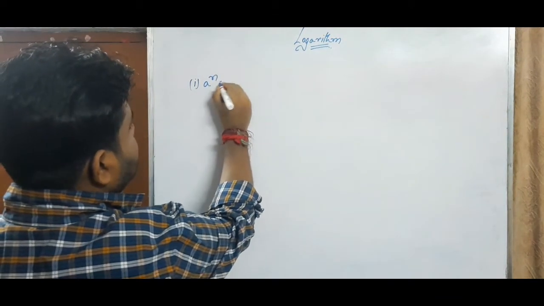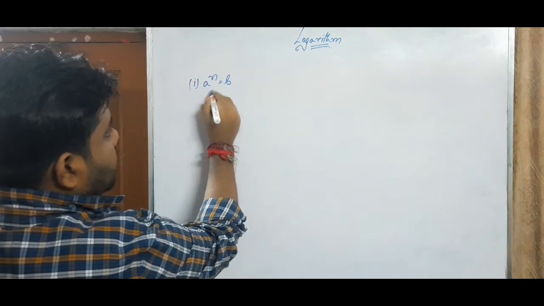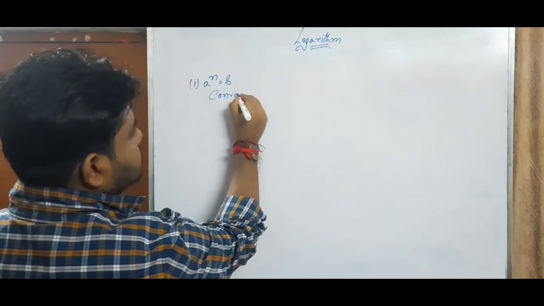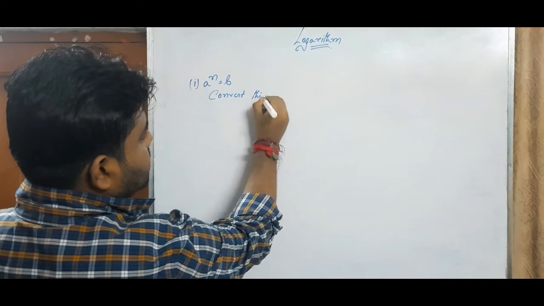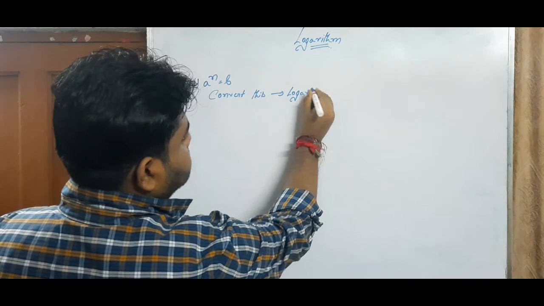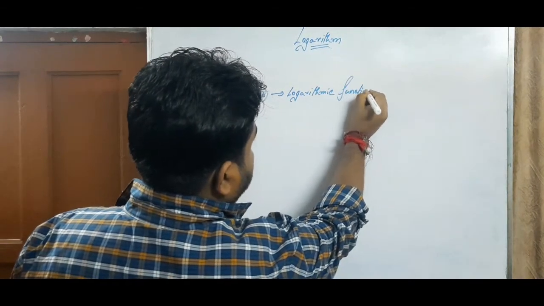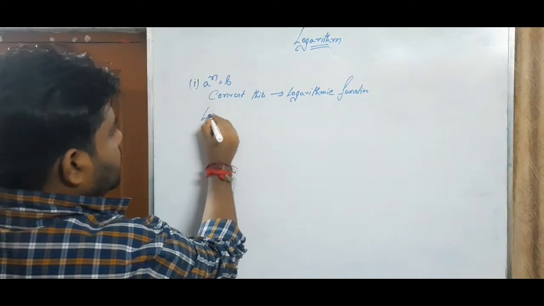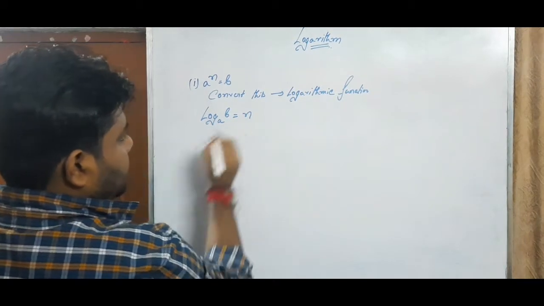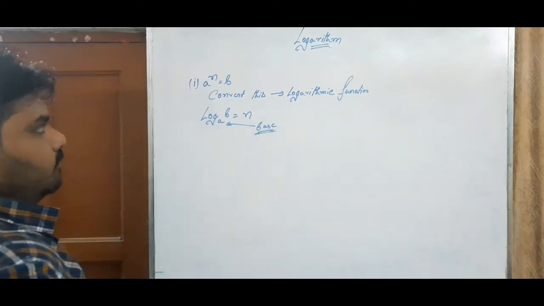A to the power n equals b. We will convert this into a logarithmic function. So we will write log of a base b equals n. This is known as the base. Okay, first formula.